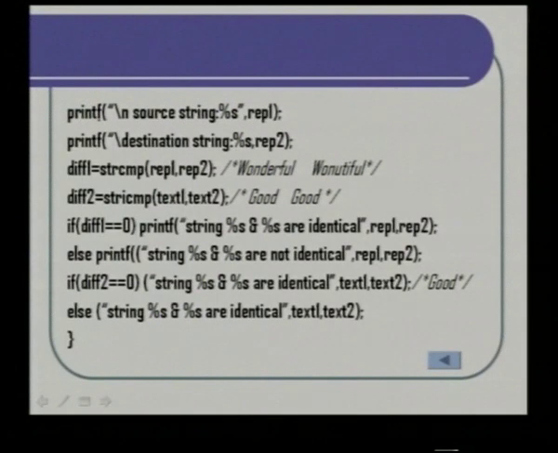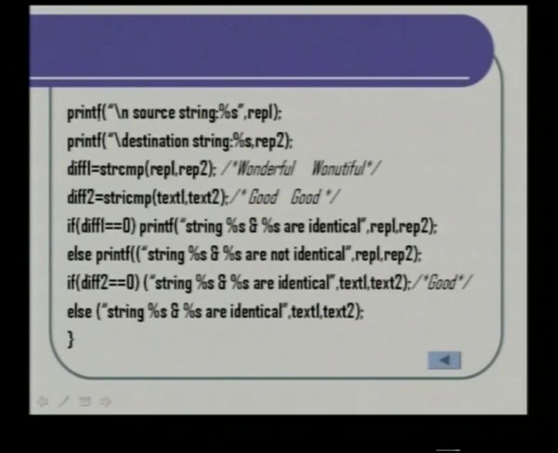If you want to explicitly see the output, you have to give a printf statement and display it. So that is what I have done over here. I am printing the source string and the destination string, rep1 and rep2. So now I can see whether my string function has done its work.